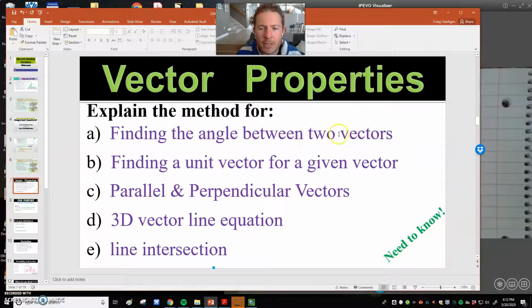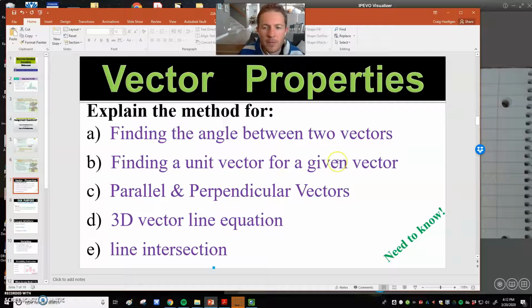Real briefly, I want to review some of these vector properties with you all. Find the angle between two vectors. That's that formula: cosine theta equals a dot b over the magnitude of a times the magnitude of b. Remember, these angles need to be acute, so your dot product should be positive. If it goes negative, just make it positive.